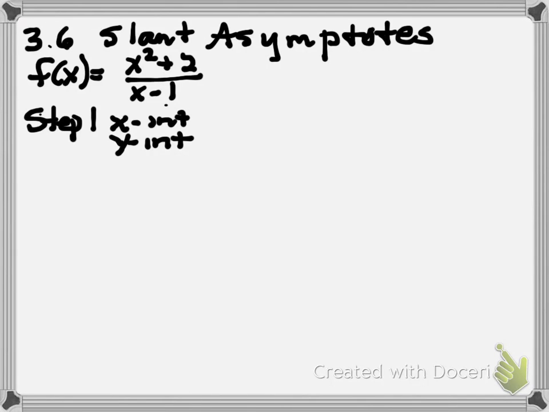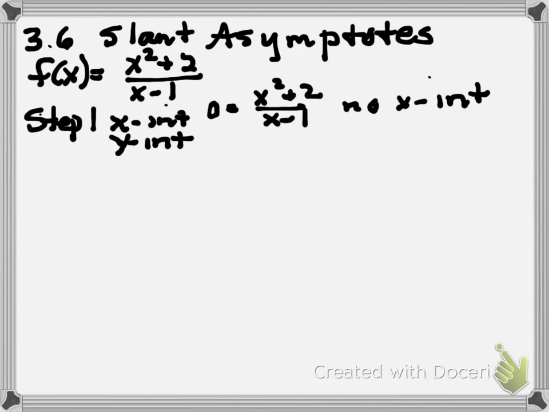So for the x-intercept, we let y be equal to 0. So we have 0 equals x squared plus 2 over x minus 1. Multiplying both sides by x minus 1, we have x squared plus 2 equals 0. And again, we're not going to get x squared equal negative 2, so we have no x-intercept. The y-intercept, we let x be equal to 0, so we have 0 squared plus 2, or 2 in the numerator. 0 minus 1 is negative 1. So we're getting a y-intercept of negative 2.